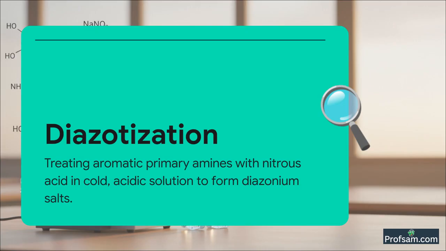Okay, for your board exams, this is the definition you need to know. Diazotization is the treatment of aromatic primary amines with nitrous acid in a cold, acidic solution to form thermally unstable diazonium salts. Now, please pay close attention to those words: cold, acidic, and thermally unstable. These are the secrets to making the reaction work.